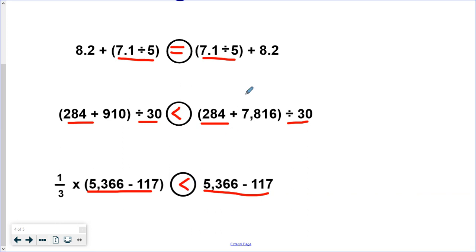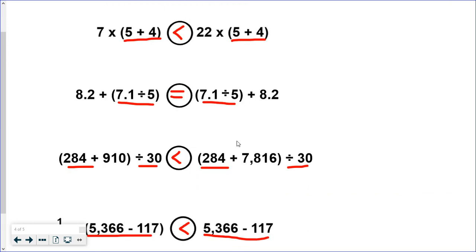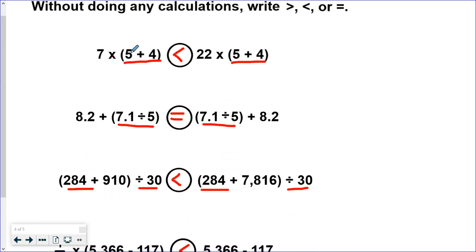Okay, so the key here for today is we didn't actually have to add 5 plus 4 and then multiply by 6. We didn't have to add 5 plus 4 and multiply by 22. We just knew that multiplying by 22 gives you a bigger value than multiplying by 7. So that's what you're doing for this week, 5th graders. You don't actually have to find the exact answer. You're just using the information to try to calculate which number would actually be bigger. And on this side, they're both adding 8.2, so they have to be equal to each other.